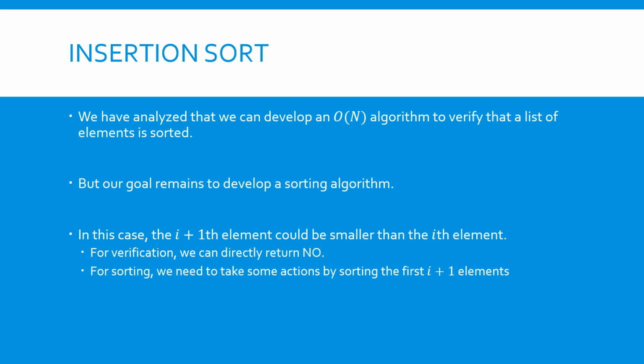Note that for the verification process to proceed to the i+1th element, it must have verified that the first i elements are sorted. Otherwise, it should have terminated earlier with an answer of no. At this point, if the purpose is to verify that the list is sorted, we can directly report no. However, if the purpose is to sort the list, we would have to take some actions to sort the first i+1 elements.